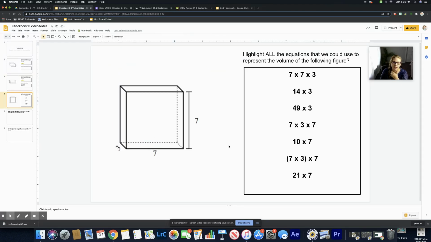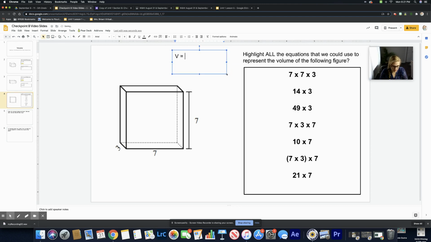All right. So on this one, it says highlight all the equations that we could use to represent the volume of the following figure. I'd like you to pause the video here and try it on your own. All right, let's solve it together. So I know that volume has two equations, volume equals length times width times height, or volume equals base times height. So going off of that, I know that there could be a couple of different equations here.